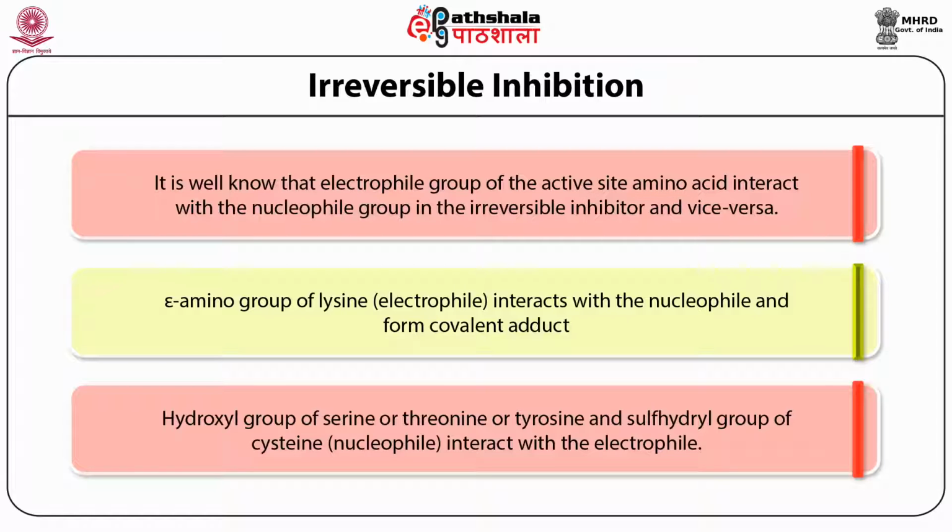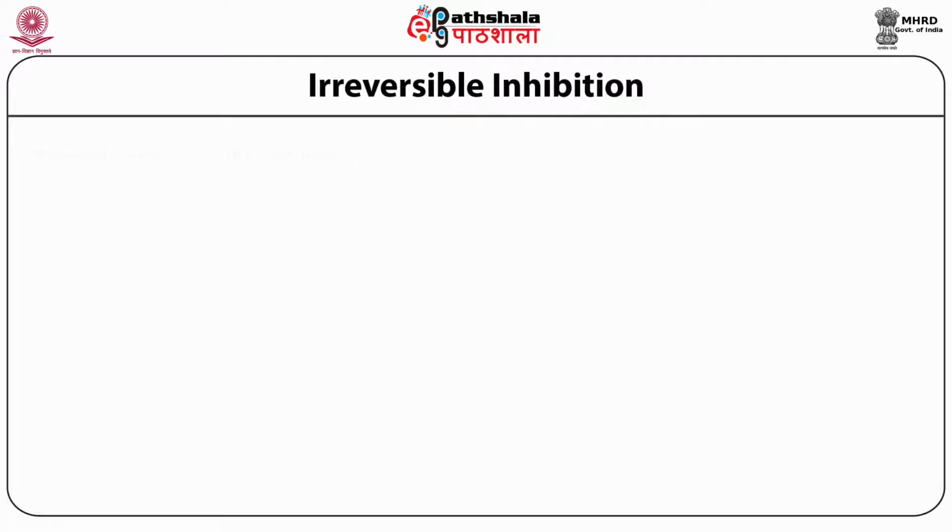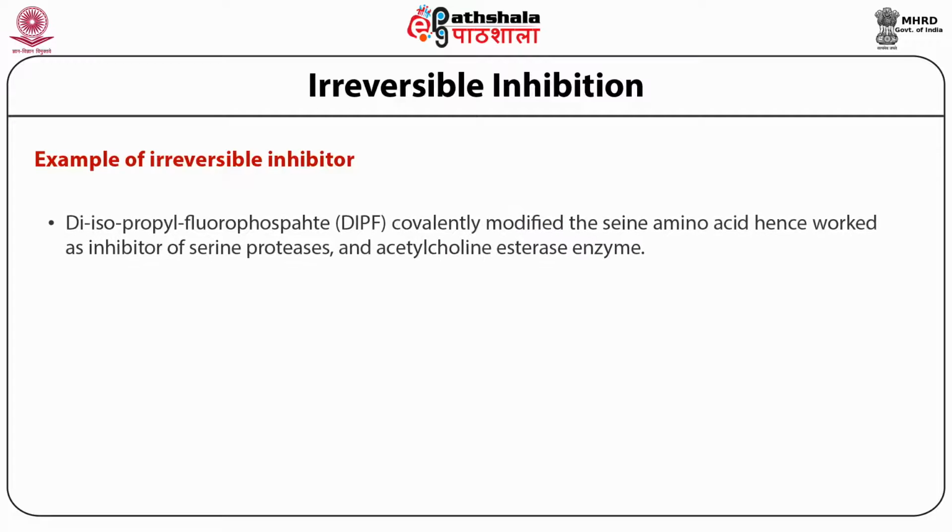So if you want to design a drug against the lysine of an active site, you must have a nucleophile in the inhibitor. If you design a drug for a serine or other nucleophile-containing active site, the molecule must have electrophile groups. So we have a few examples of irreversible inhibitors, and a few of them are very well known. The first one is DIPF.